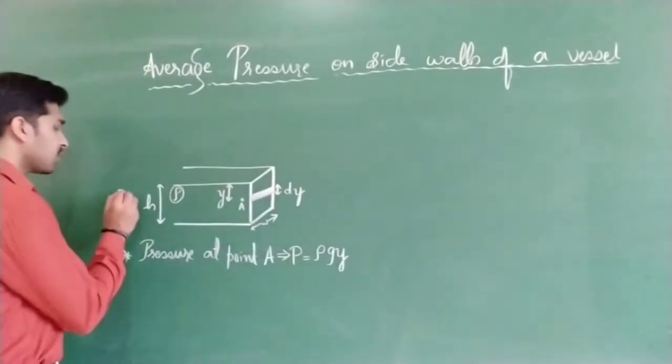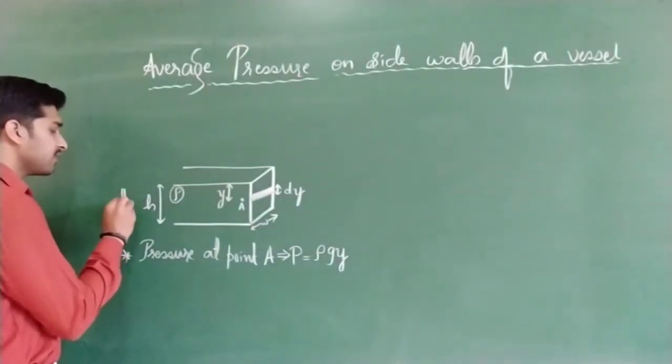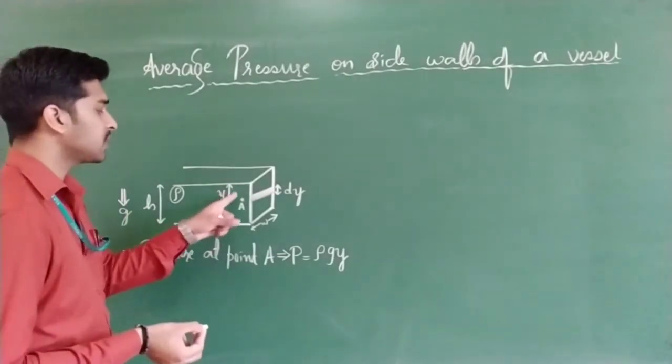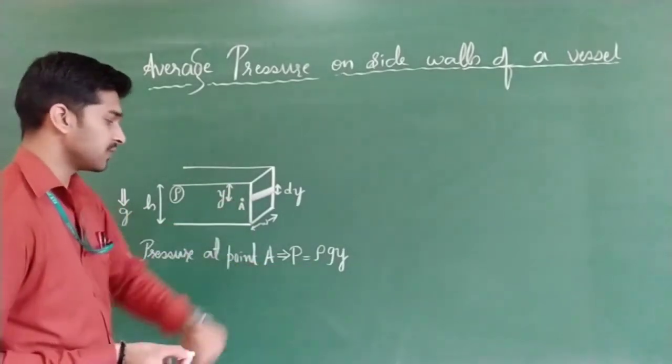Here g is the acceleration due to gravity which is acting in the downward direction, and y is this distance. So rho g y.